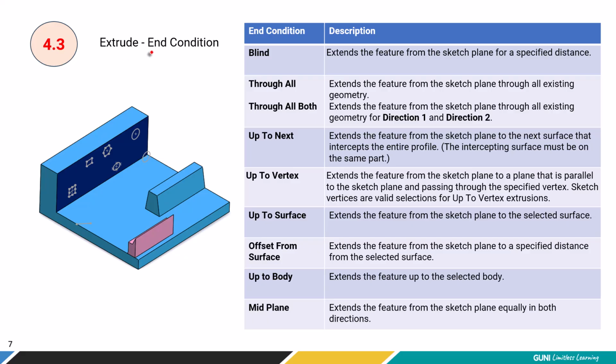Similarly, we need to deal with the end conditions. So extrusion starts from the sketch plane or other options and we have to end it. We have various end conditions like blind, through all, both, up to next, up to vertex, up to surface, offset from surface, up to body and mid plane. Now explanation is given for all of these. You can pause the video and read it. You can also explore the official SolidWorks help for all of these options. Now let's try to understand the extrude from conditions and extrude end conditions through an exercise.